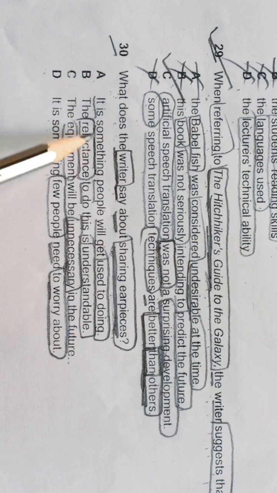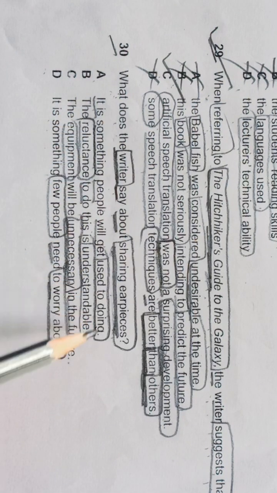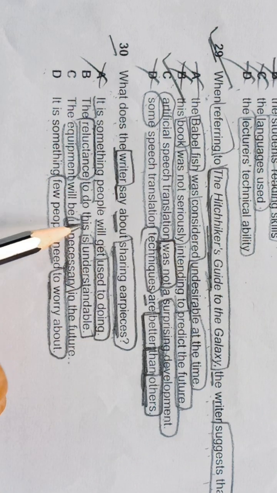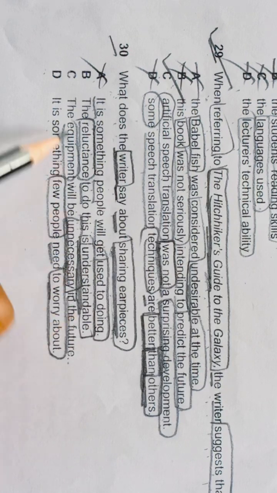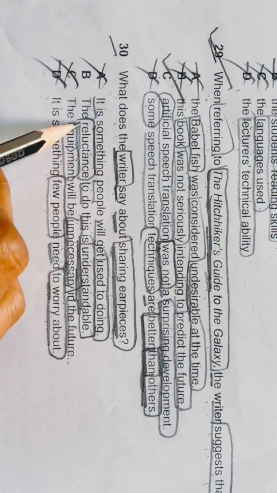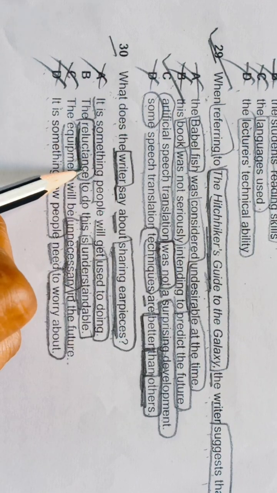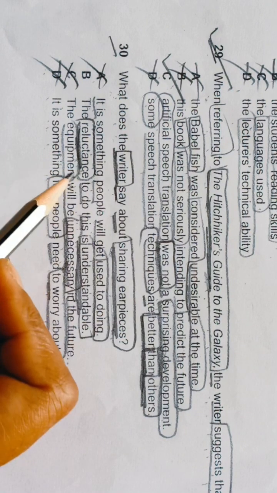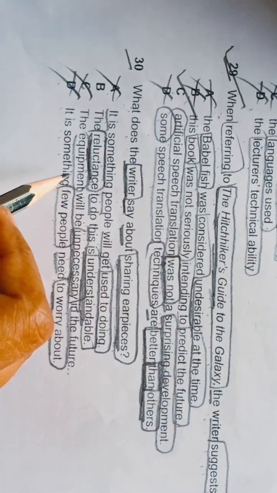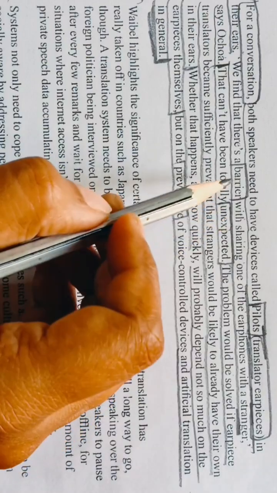So options are, it is something people will get used to doing. This thing we have not seen. B, the reluctance to do this is understandable. The equipment will be unnecessary in the future. This thing we have not seen. It is something few people need to worry about. This thing also we have not seen, but we have seen this reluctance. Okay, here they are talking about the barrier. Reluctance means they are talking about the barrier, and we have seen the barrier word here.